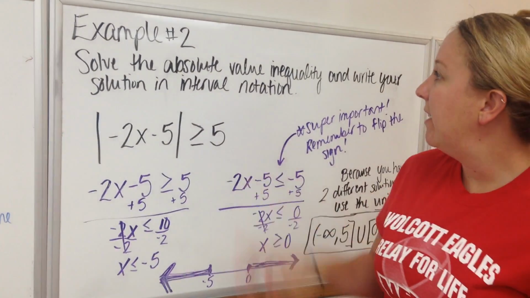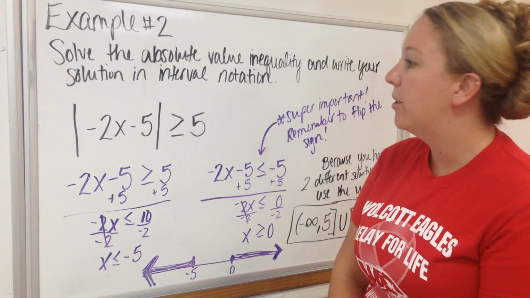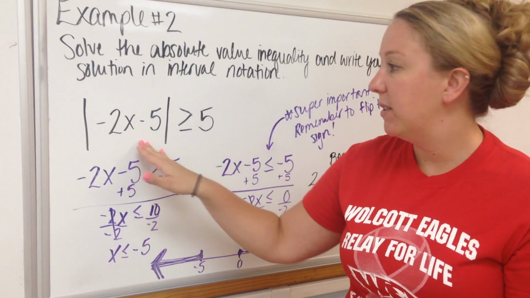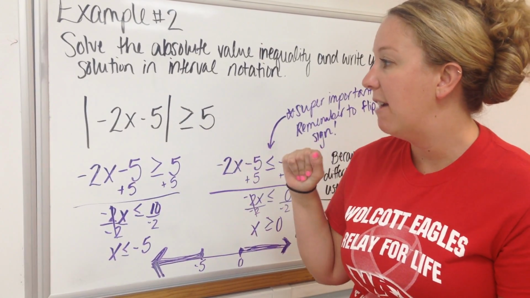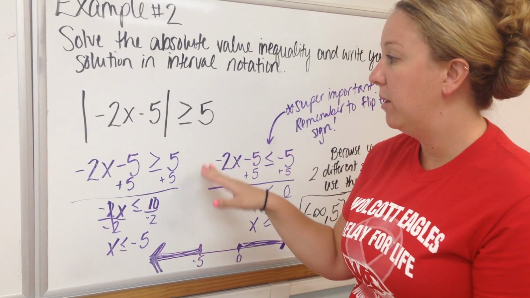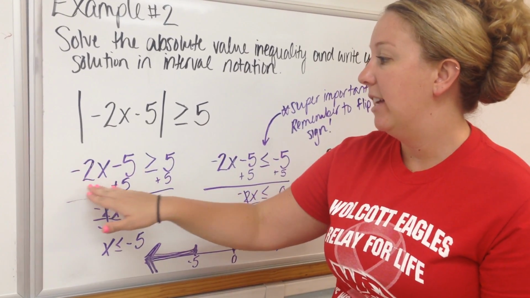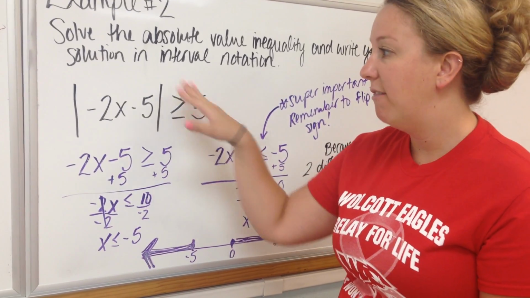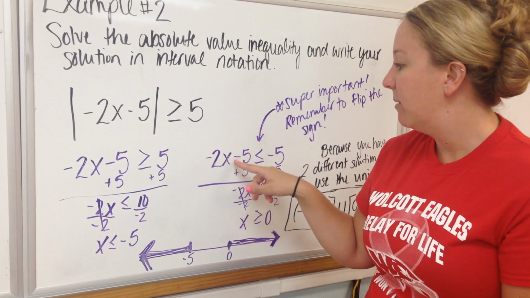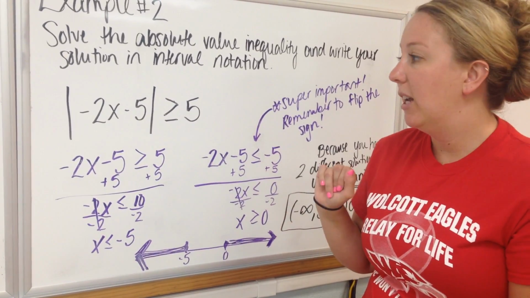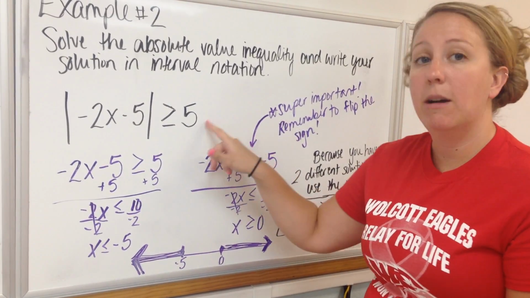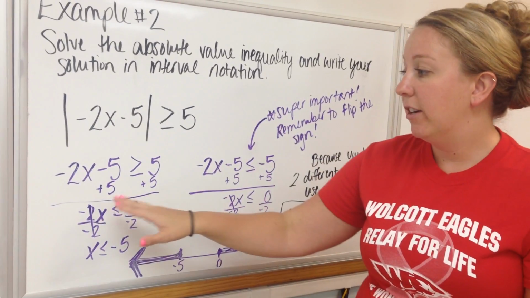Example 2 is to solve the absolute value inequality and write your solution in interval notation. So we have the absolute value of negative 2x minus 5 is greater than or equal to 5. So you're going to start by creating your two equations. One of them is going to say negative 2x minus 5 is greater than or equal to 5, just as is, dropping the absolute value signs. And the second one is going to say negative 2x minus 5 is less than or equal to negative 5. You're going to switch your inequality sign, and you're going to make this number negative. And then you're going to solve both of them.